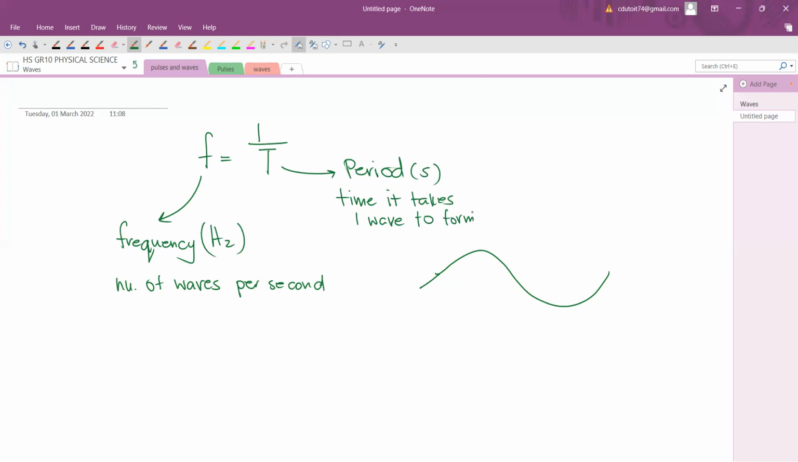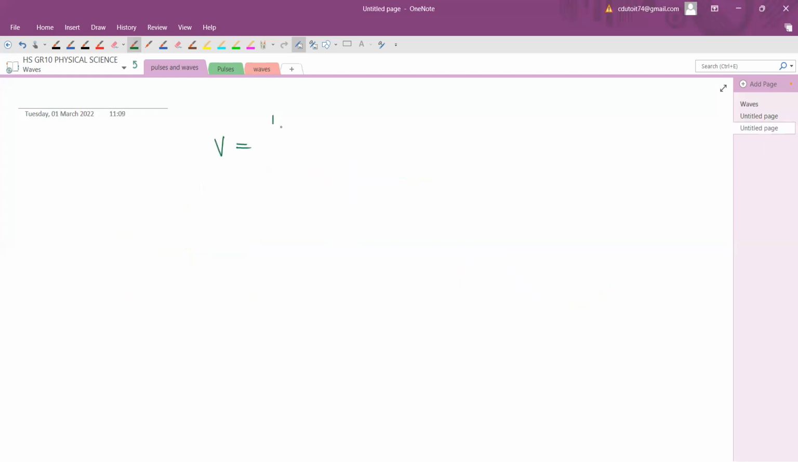So I can work out the frequency of the wave by taking 1 and dividing it by the time it takes for one wave to form. Okay, that's the first equation. You got that? So write it down. Okay, then we have v equals d over delta t.